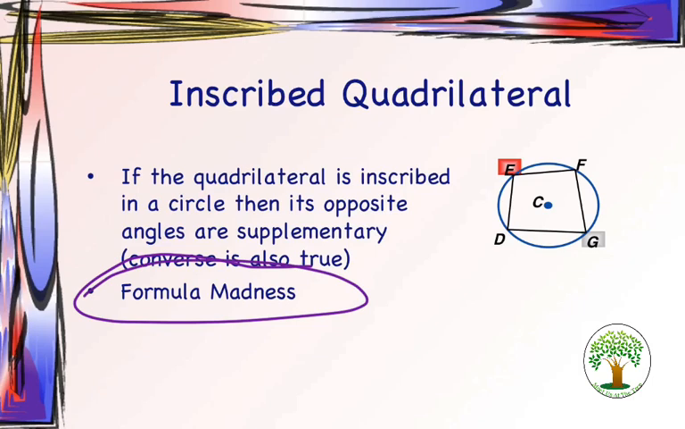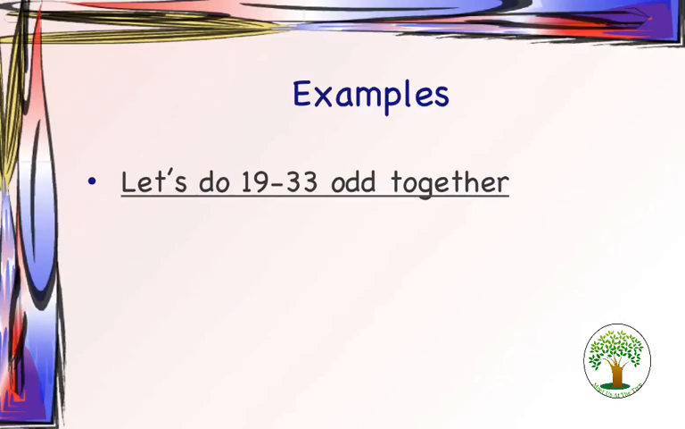This is a formula madness, so I would suggest that you pause this video and go write that in on your formula madness sheet. Let's do some of these together. We're going to do 19 through 33 odd.